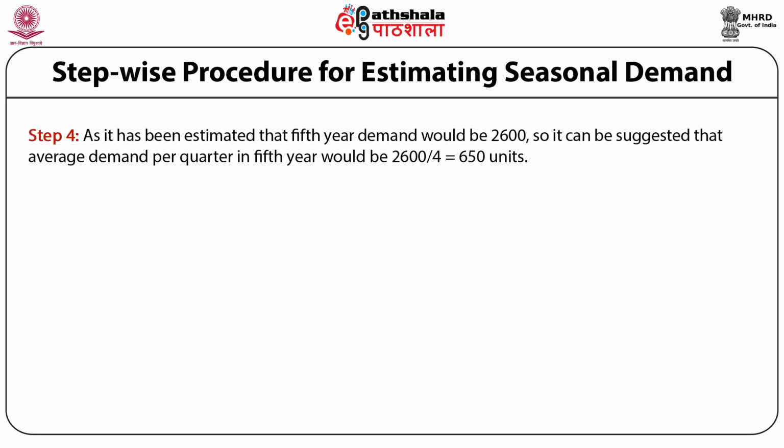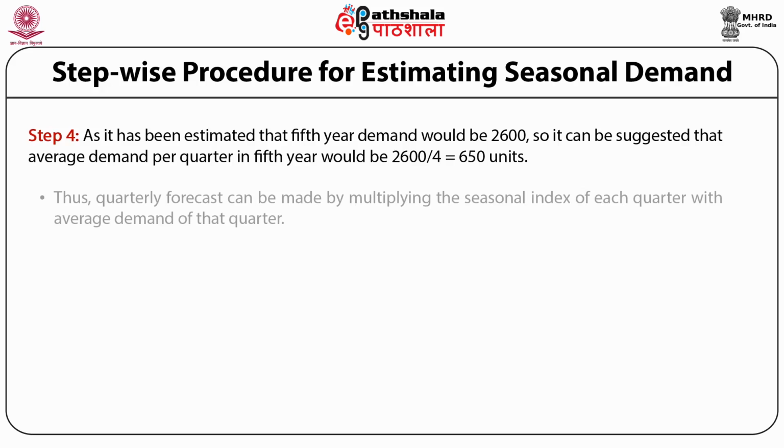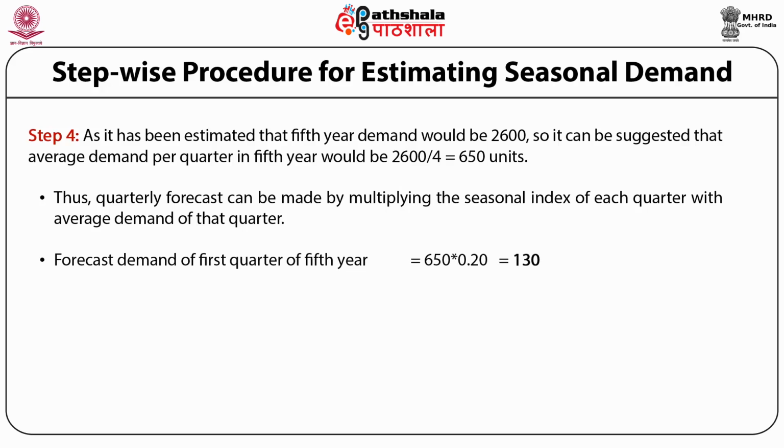Step 4. As it has been estimated that fifth year demand would be 2600 units, so it can be suggested that average demand per quarter in fifth year would be 2600 divided by 4 is equal to 650 units. Thus, quarterly forecast can be made by multiplying the seasonal index of each quarter with average demand of that quarter. That is, forecast demand of first quarter of fifth year is equal to 650 into 0.20, which is 130 units.